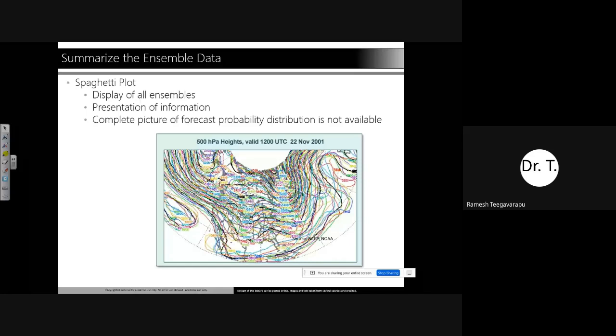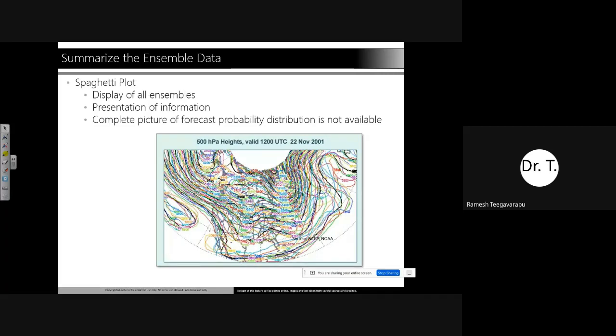So here's a spaghetti plot of one of the variables, and this is an example I have picked up from the National Oceanic and Atmospheric Administration, and you see the forecast. These different colors indicate the contours of a particular parameter, and it won't give you one curve. There are multiple curves, so they look like spaghetti, on top of each other, like noodles. So the complete forecast probability distribution is not available.